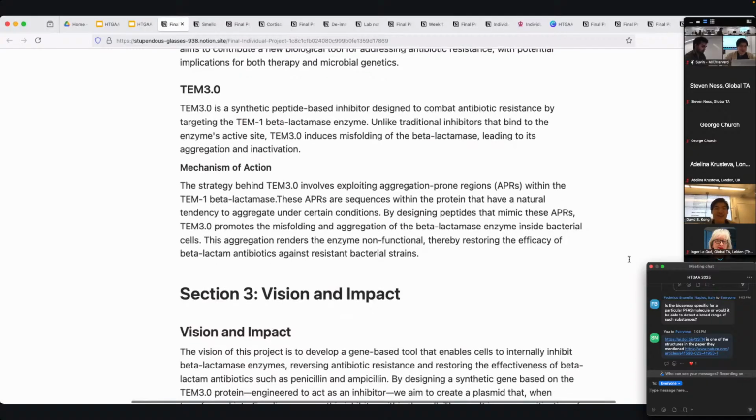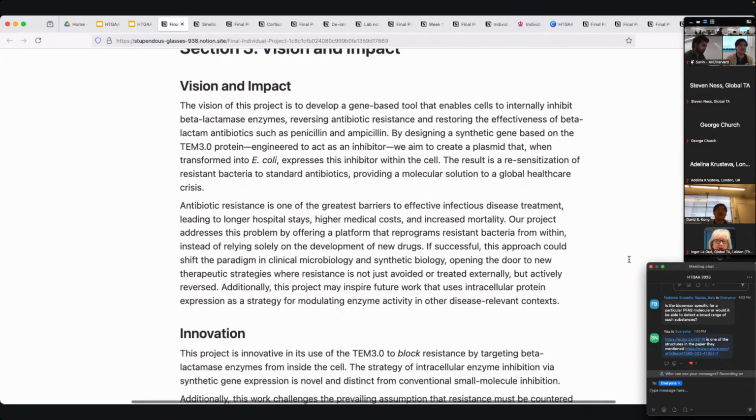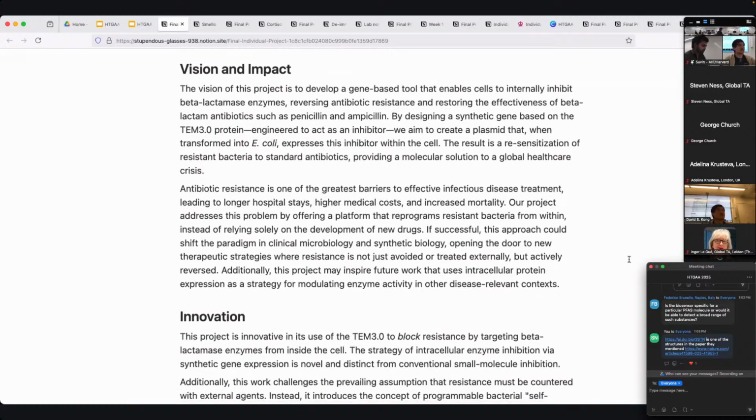So the vision for this is, right now, we just want to prove that we can, since this is a synthetic protein, I don't know if the paper produced it from a gene or some other way. I want to prove that we can produce it with a gene and that it would do what it's supposed to do. So our first aim is to prove that in the lab. The second one is to find a way to deliver this with the antibiotics.